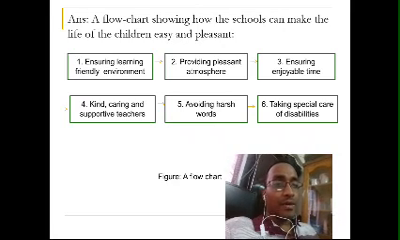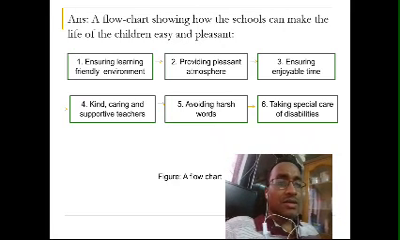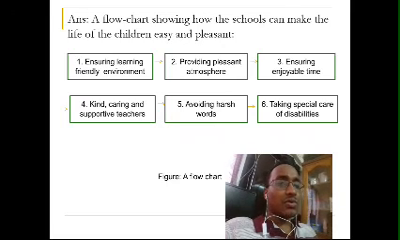So hopefully from today's class you have understood how to write a good flowchart.